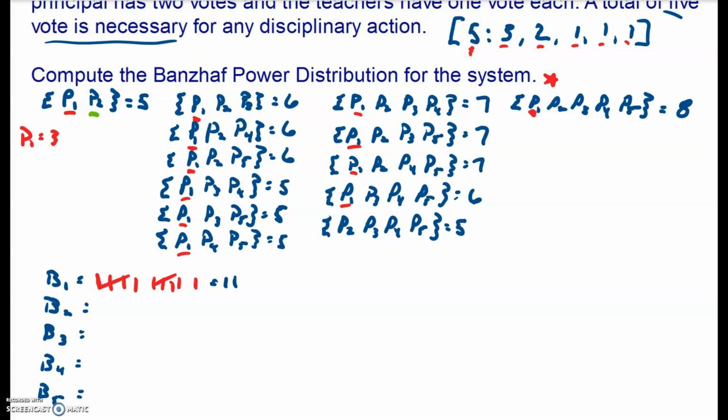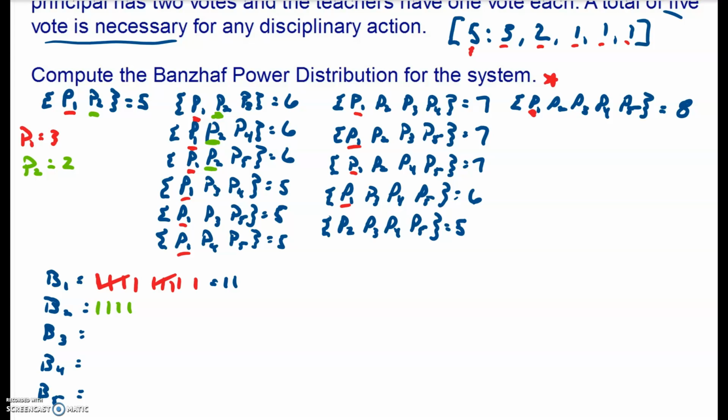Critical here. Player 2, remember, has 2 total votes. 5 minus 2 is 3. That's less than 5. Player 2 is critical. Here, 6 minus 2 is 4. That's less than 5. Critical. Critical. Critical.